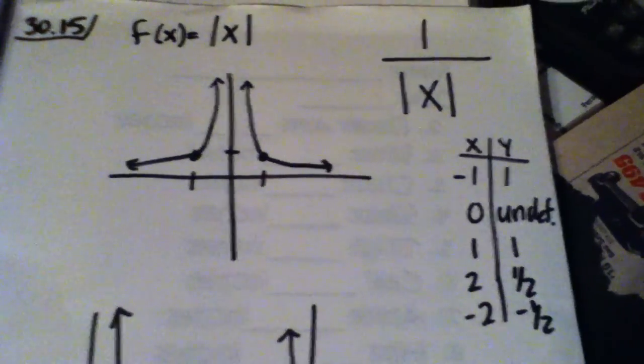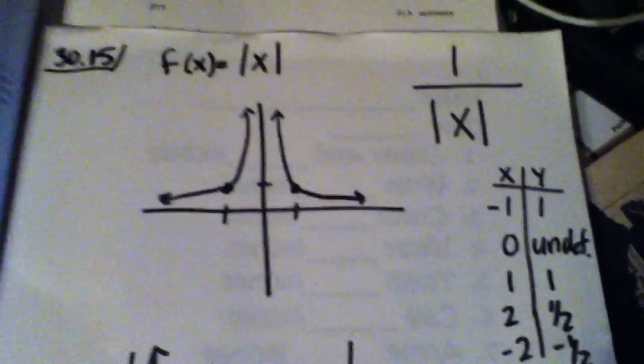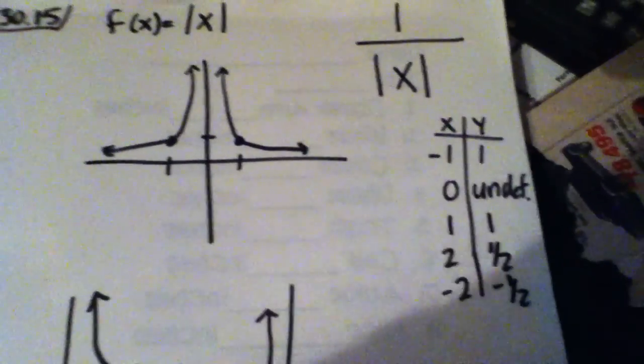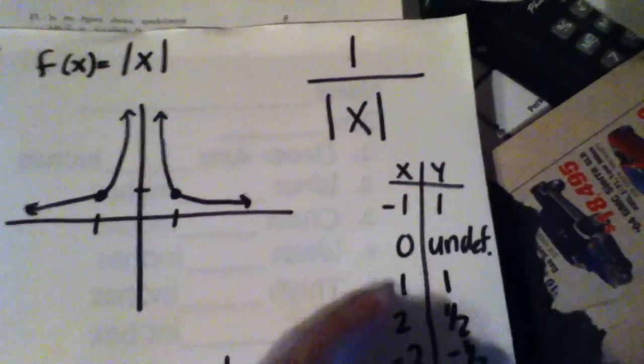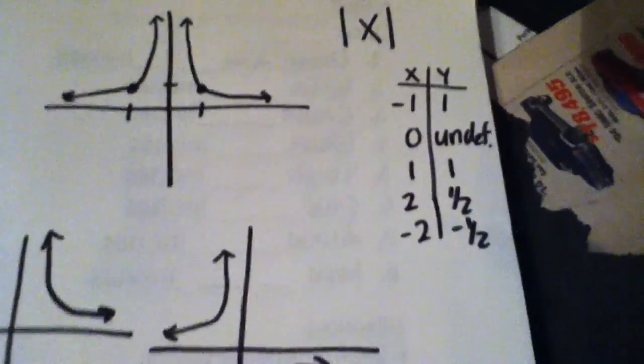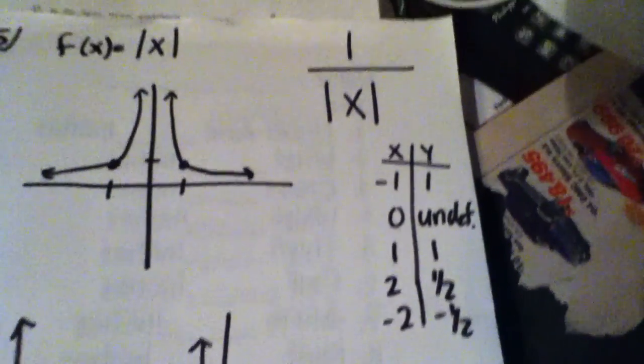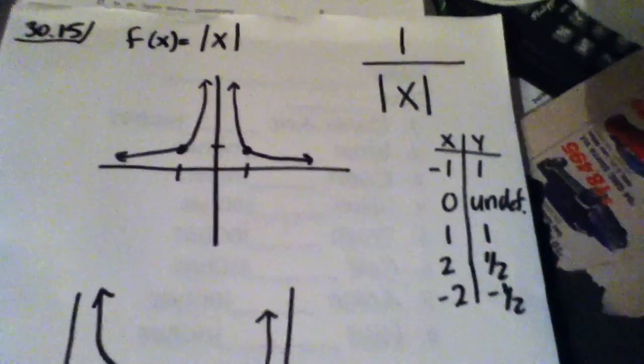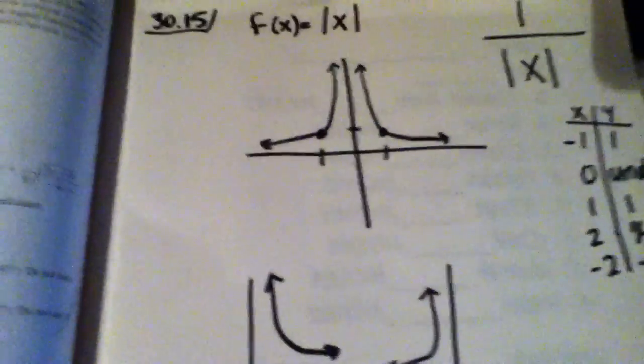The reason there's an asymptote at x equals 0, which is the y-axis, is because it's undefined there. And then of course you get these 2 points. I plugged in a couple other points just to check and prove it to myself. And that's it.